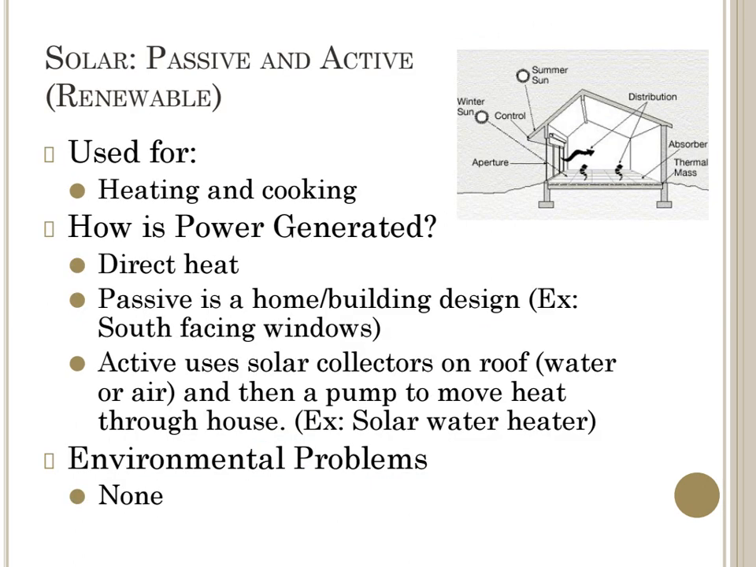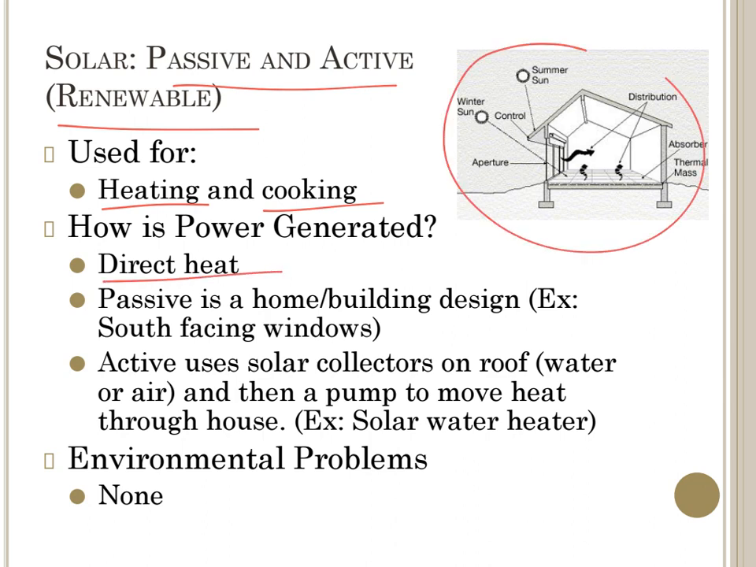The next one is solar. So we have passive and active. Solar is renewable. Every day the sun comes back. So we use solar for heating our homes, passive and active, for heating and cooking. So how is power generated? Direct heat. And so this is how you structure your house. You have south-facing windows towards the equator where you get more sun to heat your house. And then up above, you have overhangs for the summer sun to shade the house.